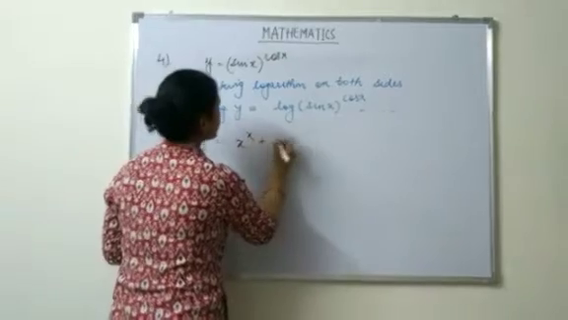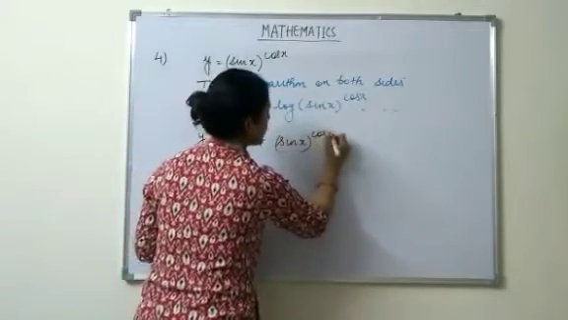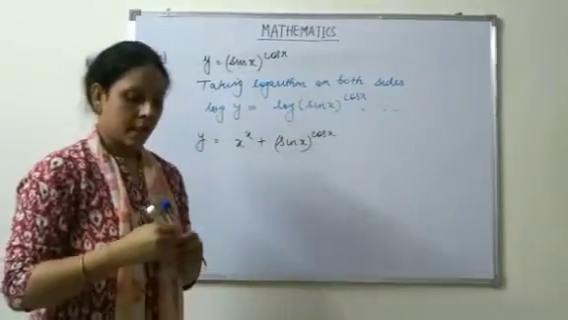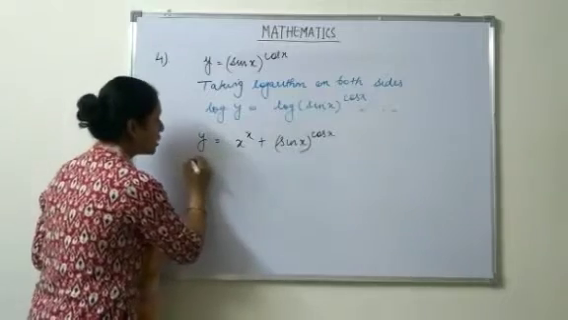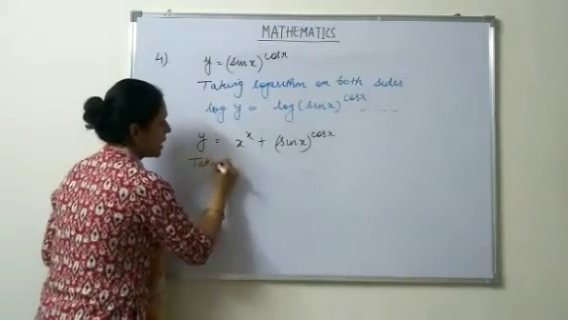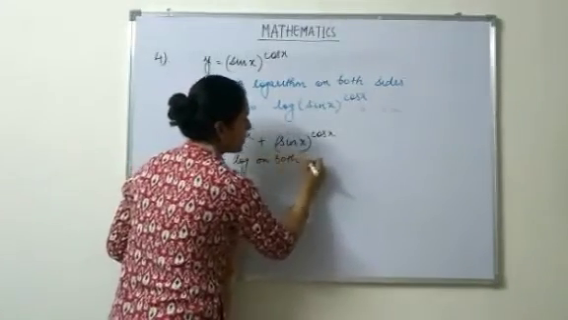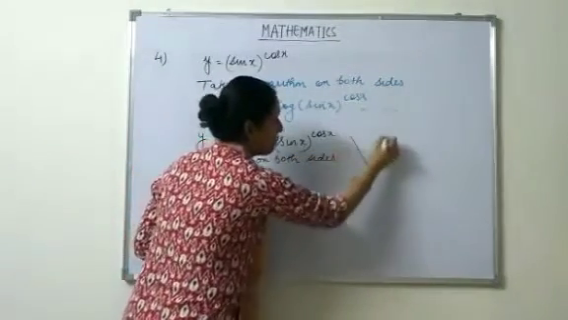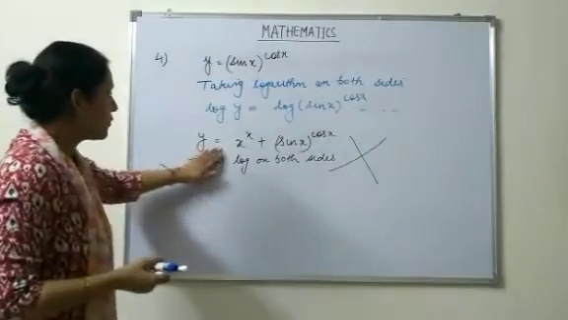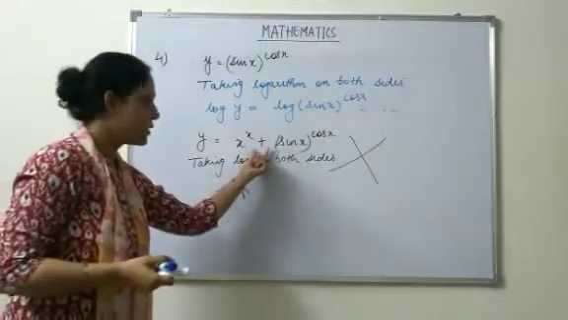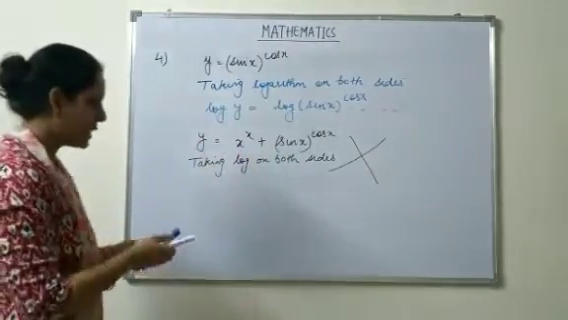Now, if the question is y is equal to x to the power x plus sin x to the power cos x, the most common mistake made by the students is that here also they write taking log on both sides. Children, this is completely wrong. Here you cannot do this. If there are two functions joined together by an addition or a subtraction sign, then you have to take them separately.